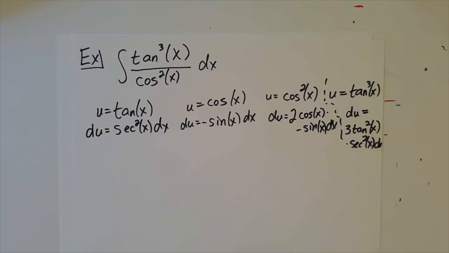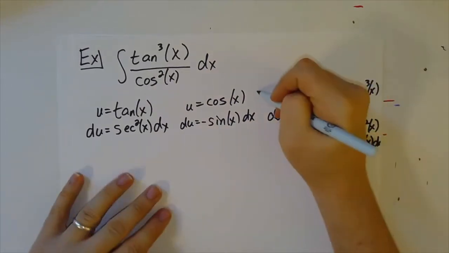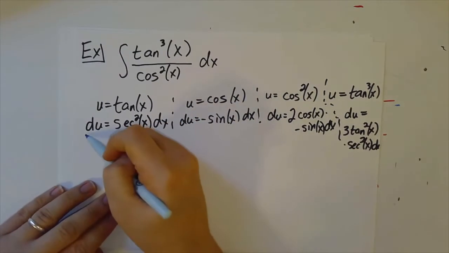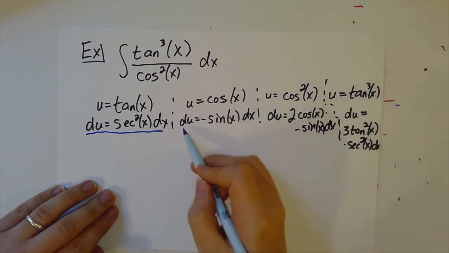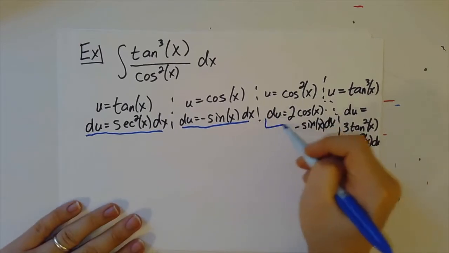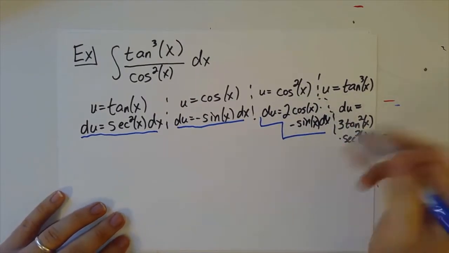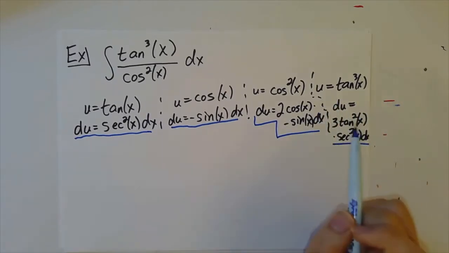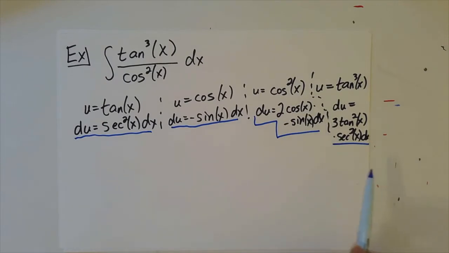Okay, so what am I looking for in a u? Which of these do I like the best? Well, what I'm looking for in a u, remember from the previous example, is I want du to be somewhere in the integral. And so I look down here and see, okay, here du is secant squared. I don't see a secant squared. Here du is minus sine x. I don't see that. Here du is minus 2 cosine x sine x. I don't see that. And then here's 3 tangent squared secant squared. I don't see that either. Okay, so maybe at first blush, none of these are here.